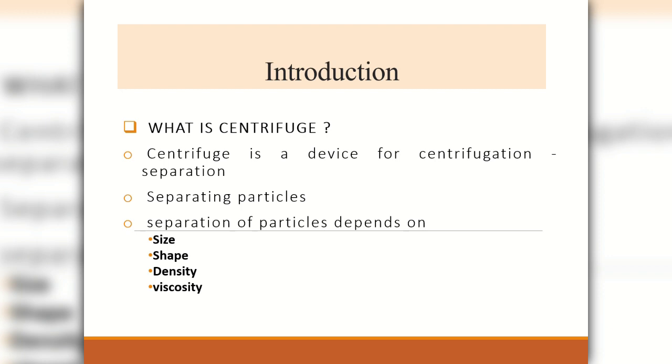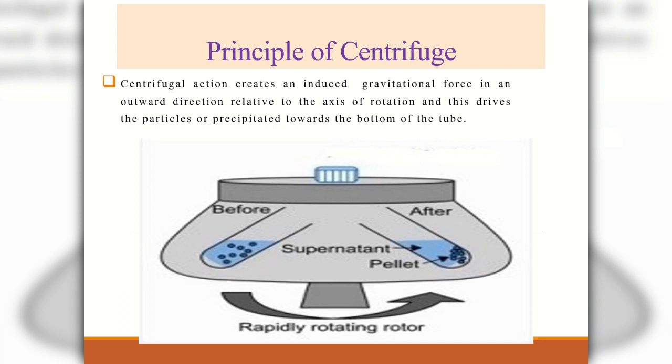What is a centrifuge? A centrifuge is a device for centrifugation, that is, separating particles. The separation of particles depends on size, shape, density and viscosity. Principle of centrifuge: centrifugal action creates an induced gravitational force in an outward direction relative to the axis of rotation, and this drives the particles to be precipitated towards the bottom of the tube.